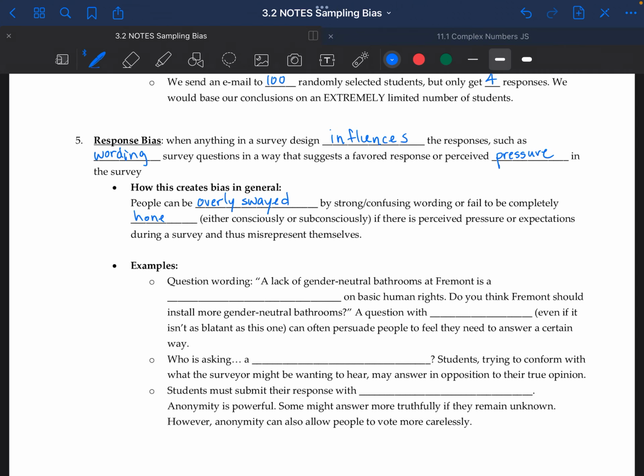Or perhaps they're afraid to be honest in their response, either very consciously, like, I'm not going to write down the real answer here, because my teacher, my name's on this, is asking, have I ever consumed an alcoholic drink? Like, yeah, I'm not telling that for real. Or sometimes it happens subconsciously.